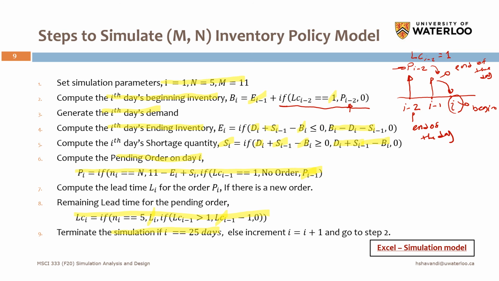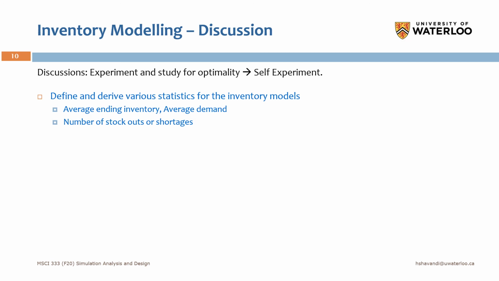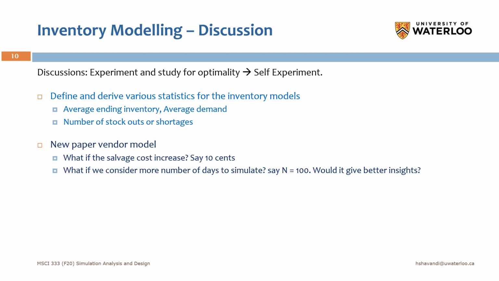Okay, so more discussion on the inventory models. This is a self-experiment. By having the models in Excel, you can try these scenarios. For example, define and derive various statistics for the inventory models, like average ending inventory, average demand, or number of stockouts or shortages. Or for the newsvendor problem, what if the salvage value increases, let's say to 10 cents? What will be the impact of this change on the performance of the system?